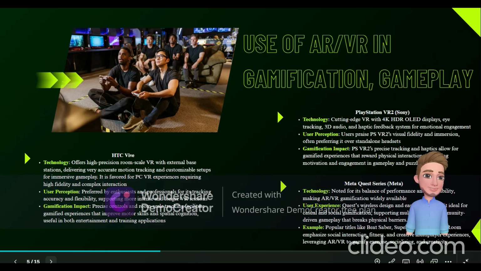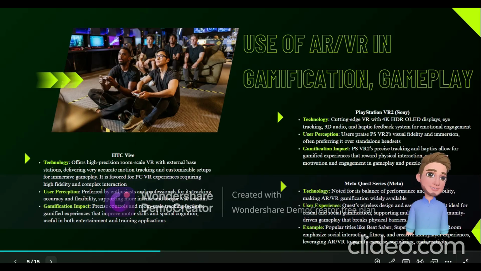So talking about the user perception towards the HTC Vive, professionals are using its tracking system as well. It supports intense, large, and longer VR sessions, so that users can enjoy the game itself. Let's talk about the gamification impacts.